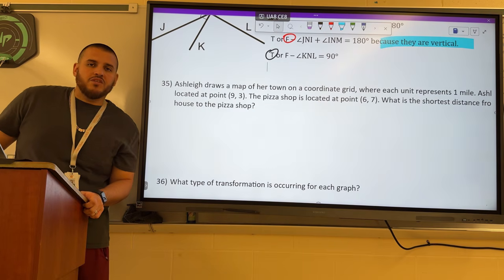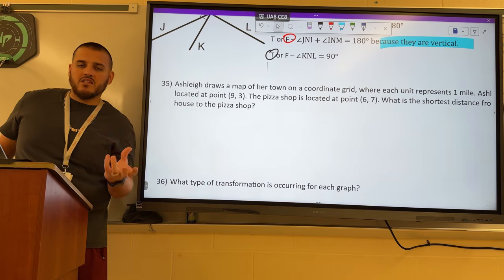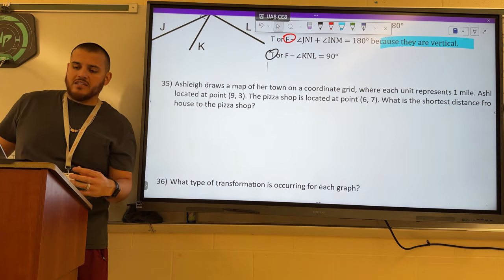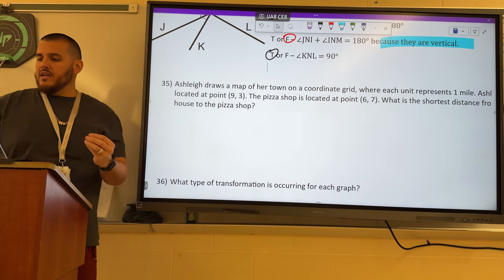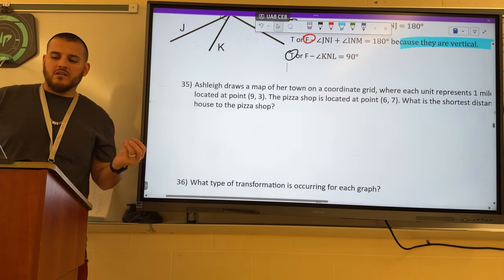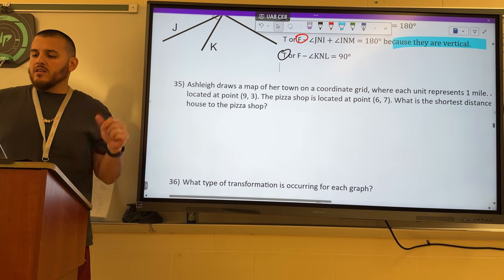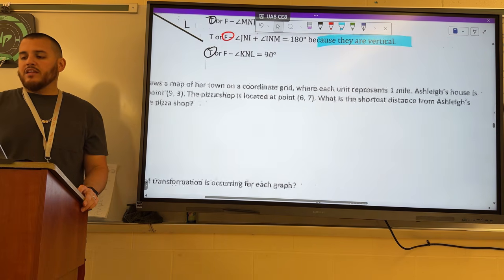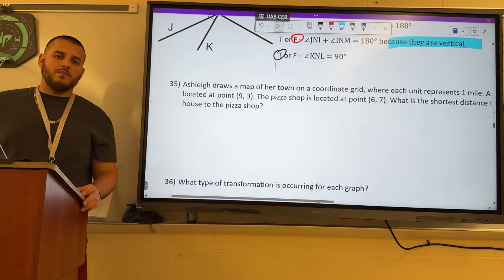Question 35 is a tricky one for some students because it talks about coordinates, it doesn't give you a graph. You have to understand what it's asking you for. It says that there is a house that belongs to Ashley located at (9, 3). There's a pizza shop that's located at (6, 7). And we need to find the shortest distance from the house to the shop.